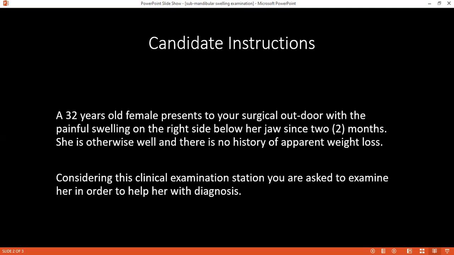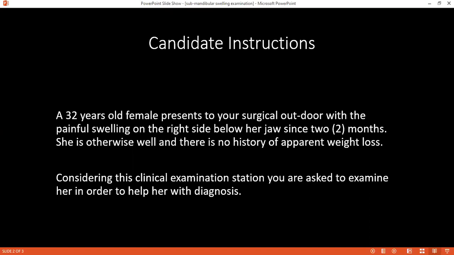On inspection, I would like to see the size, site, shape, overlying skin, skin surface, or any scar or sinus on the swelling. Then on the opposite side, is there any swelling present or not? Can you please show me your teeth? Then I will test the hypoglossal nerve. Can you please stick out your tongue for me? Can you please touch your cheek with your tongue, and now push against my hand, first on the right side, then on the left side.